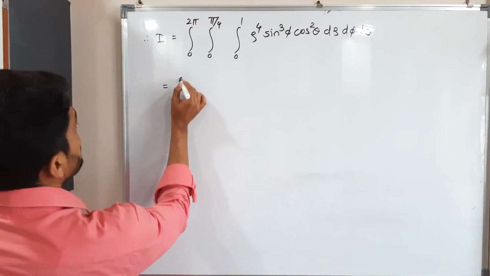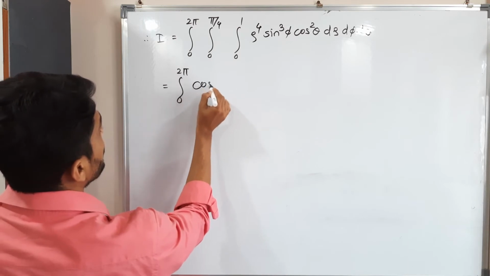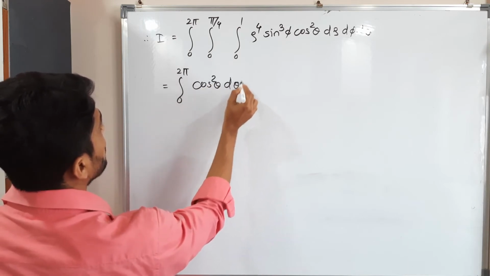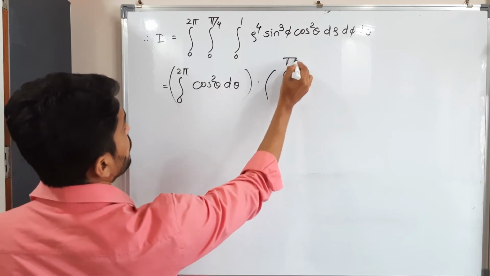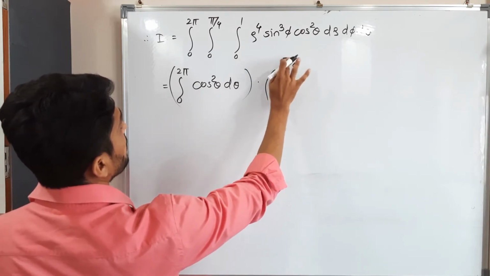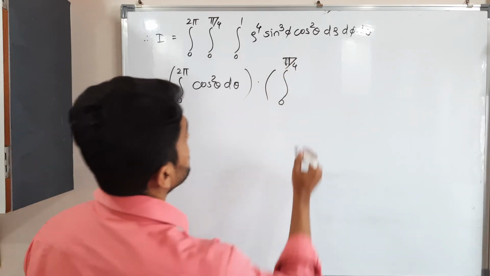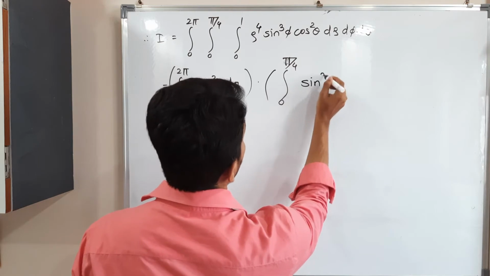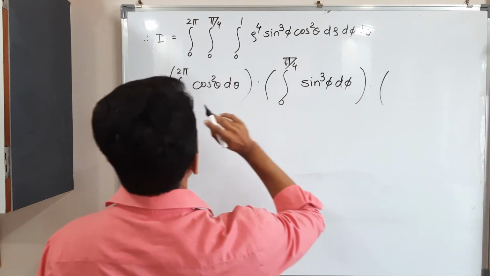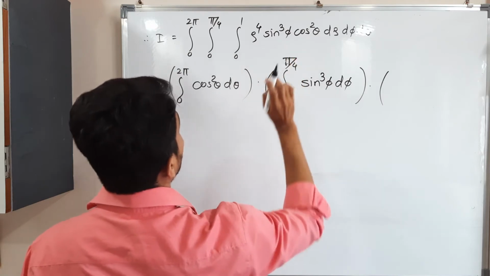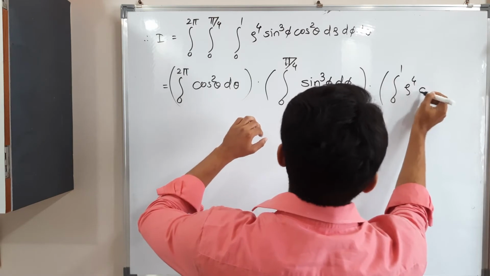So that means integration 0 to 2 pi. Is there any term of theta? Yes, cos squared theta is there, d theta, into 0 to pi by 4. Is there any term of phi? Yes, sine cubed phi we have, d phi, into, is there any term of rho? Yes, this is the integration 0 to 1 rho raised to 4 d rho.